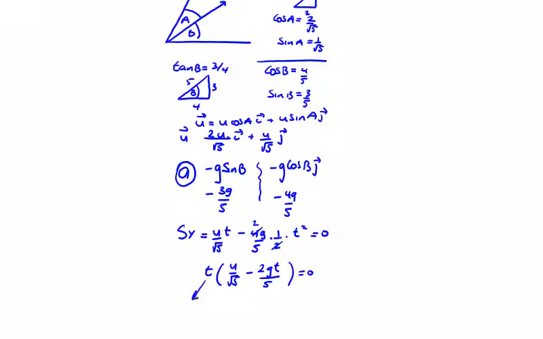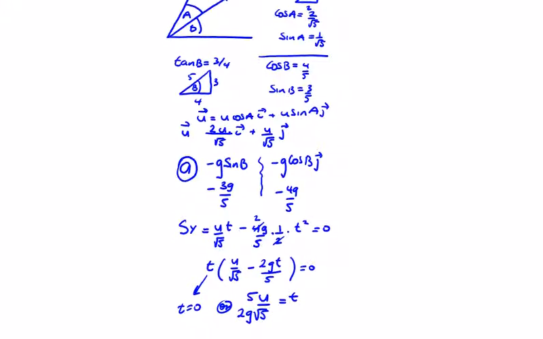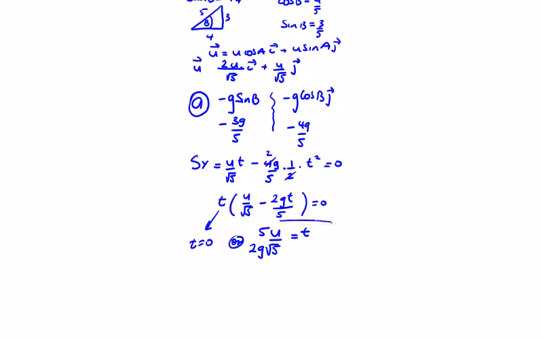So my initial t equals 0, or u over root 5 will be equal to 2gt over 5, so 5u and 2g. So my time of flight is 5u over 2 root 5g. Time is equal to 5u over 2 root 5g.